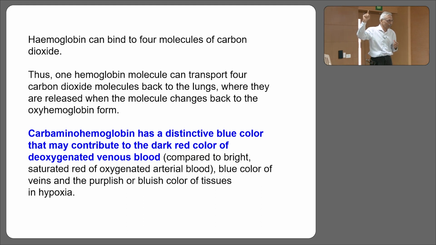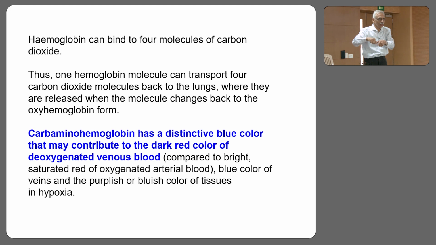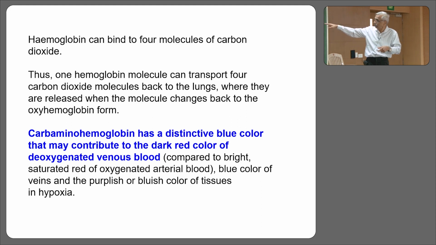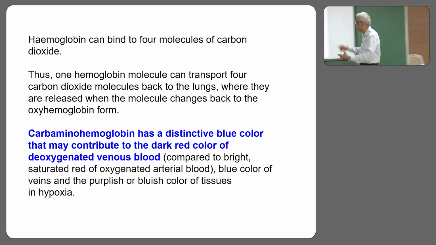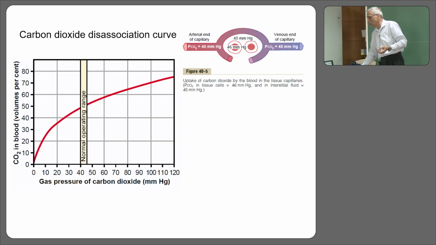Hello, what are we talking about? Hemoglobin. It has been in the tissues, it has picked up carbon dioxide, and what color has it gained now? Blue color. Therefore, it may contribute to the dark red color of the deoxygenated venous blood. That bluish tinge there is because it is the carbaminohemoglobin.